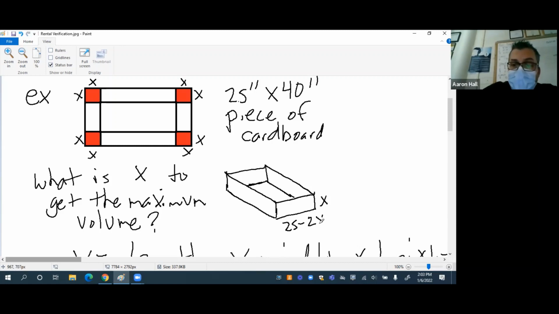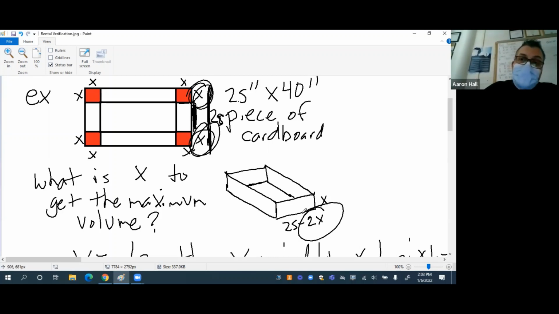Where did you get the 2x? Was that Emerson? Emerson, where did you get 2x? Yeah, so what you're saying is this length right here is 25 inches, and that means that this length here is 25 minus this x and minus this x, which is the 2x's. Is that right? Okay.